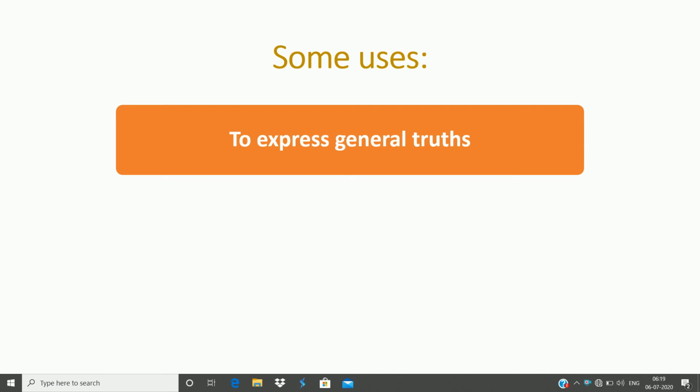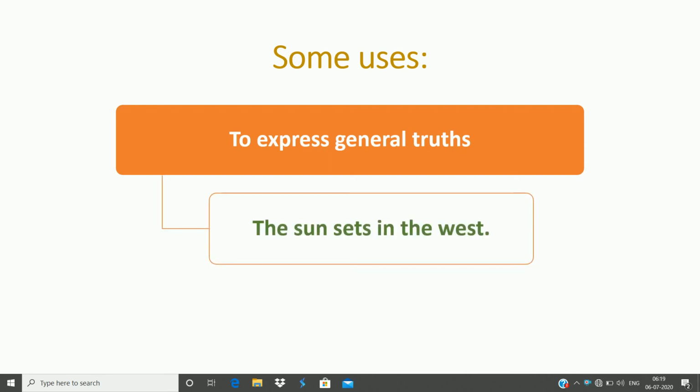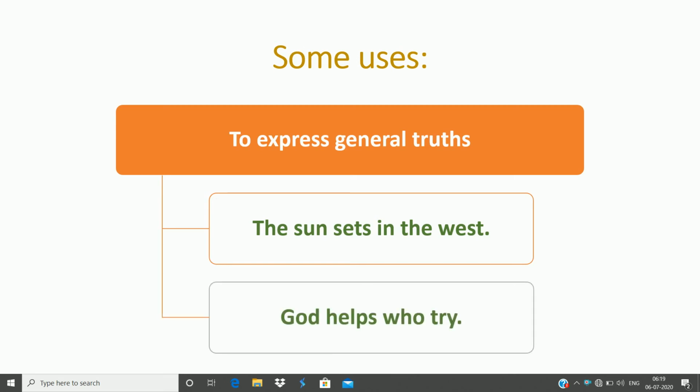We also use simple present tense to express general truths. For example, the sun sets in the west. Similarly, we can say the sun rises in the east. The second example is God helps those who try.